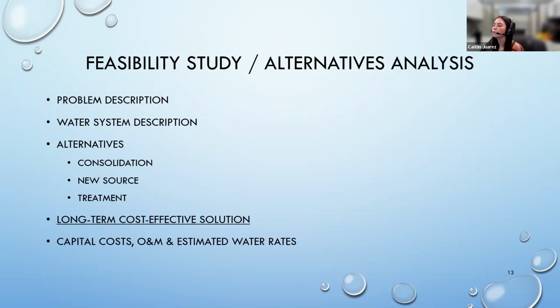So I wanted to briefly touch on the feasibility study and alternatives analysis and what we at the Division of Drinking Water are really looking for during this analysis. We want to start with a problem description. You know, why does this water system need funding? Why does it need technical assistance? What support are they looking for? So do they have a water quality or quantity issue?